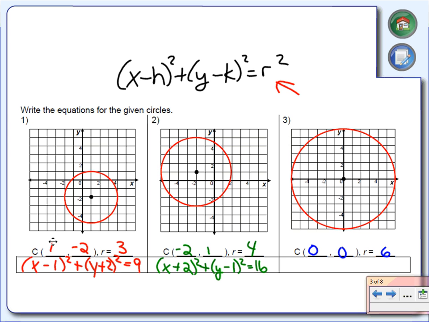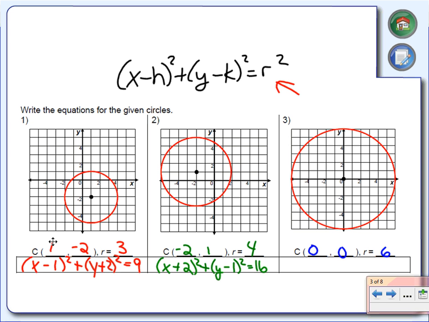What am I going to start with? 0. What's the equation? x plus x minus x squared. Actually, 0 is just 0. It's not positive nor negative.